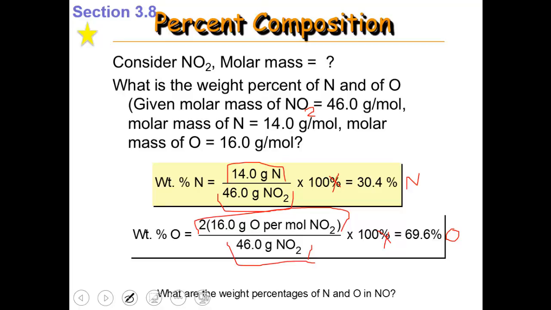Now we could go on and ask what is the percentage by weight of nitrogen and oxygen in nitrogen monoxide.